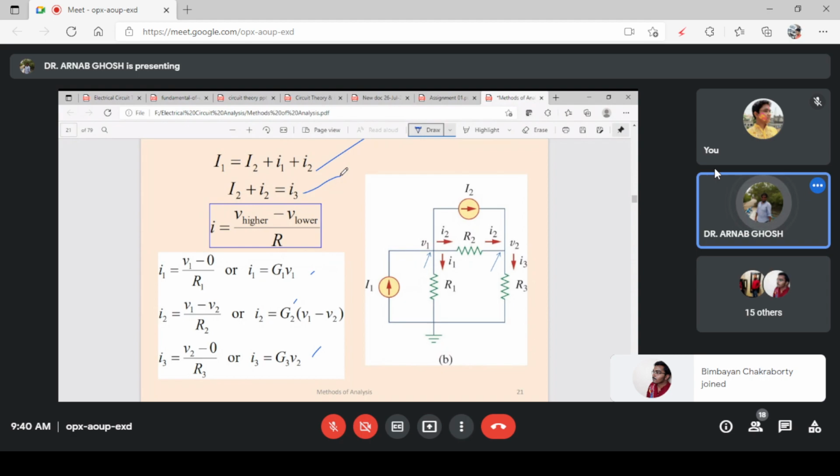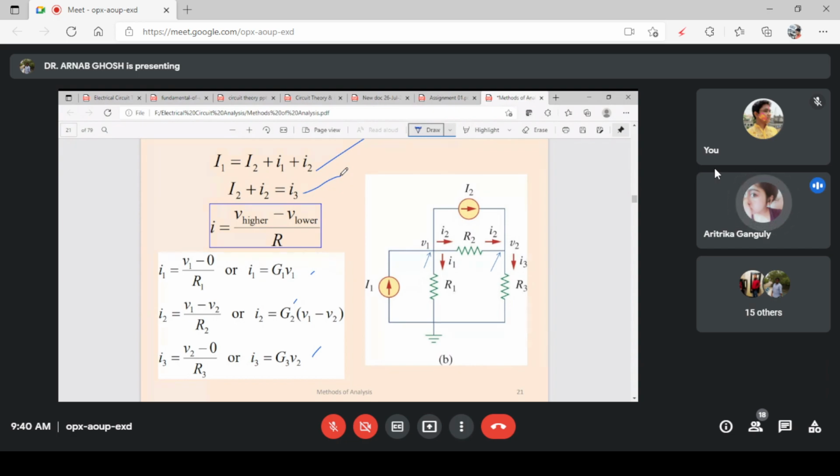Aritrika, you asked me now, what is your problem? Yes, sir. This concept was a bit difficult for me. Which one? Hello? Which one? Yes, sir. This voltage across the terminal, this concept was a bit difficult for me. Now I'm getting it.